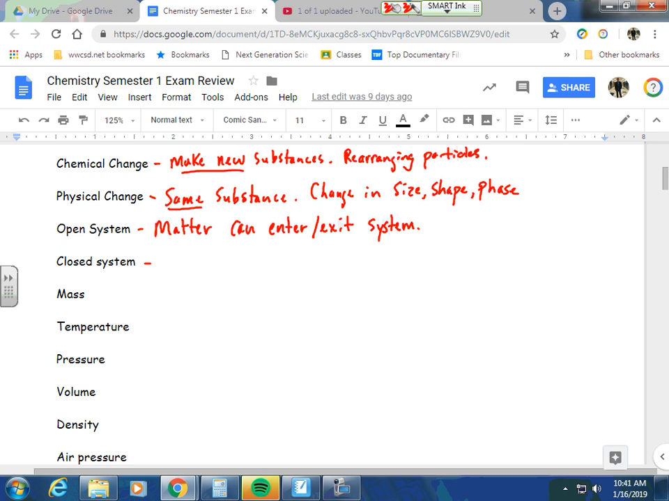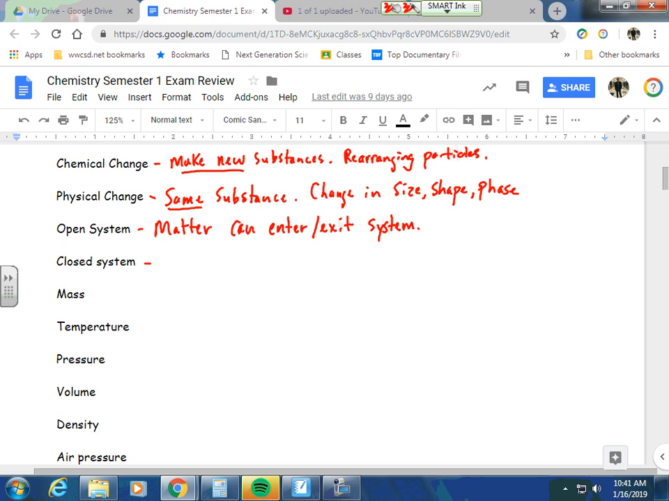So if all those molecules that left, all that matter that left, and then we take a final mass, it's reasonable to understand that the final mass is going to be different than what we started with. It should be less because particles left.